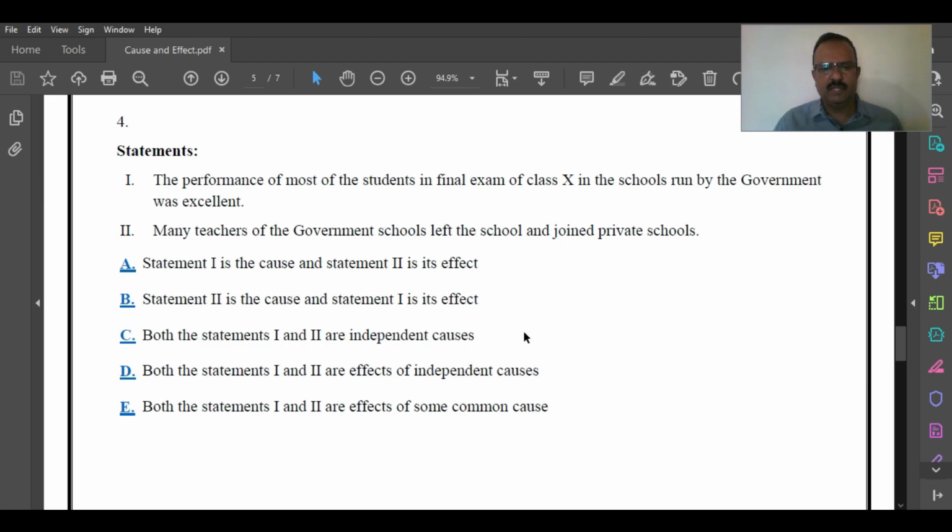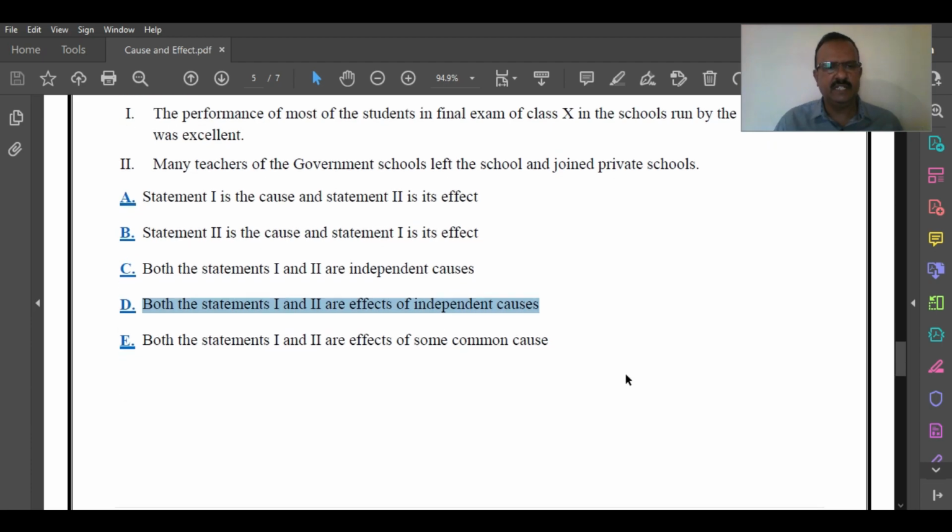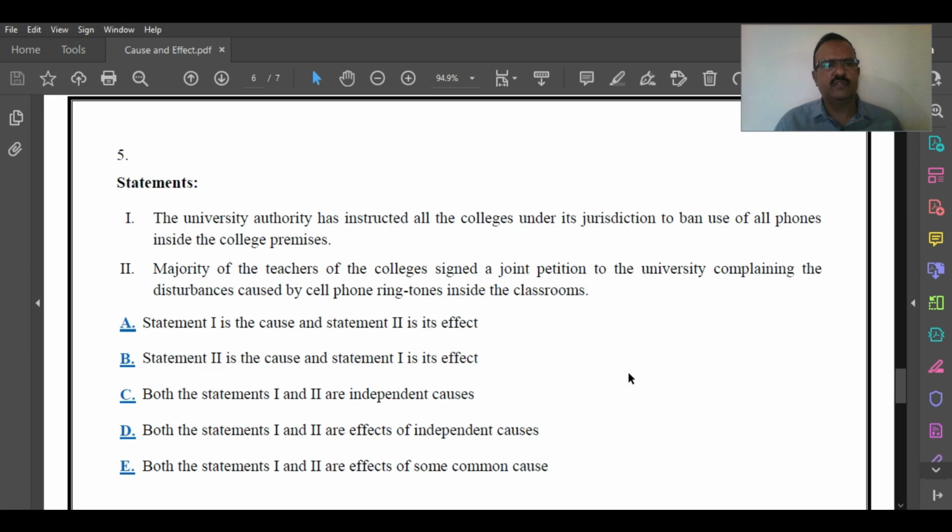The performance of most of the students in the final exam of class 10th in the schools run by the government was excellent. Many teachers of the government schools left the school and joined private schools. After reading both the statements, you can easily tell that D is the answer. So these are the effects of independent causes. The first one talks about students and the second one talks about teachers. So what is the answer for this? The answer is D. We move on to the next one, the fifth one.